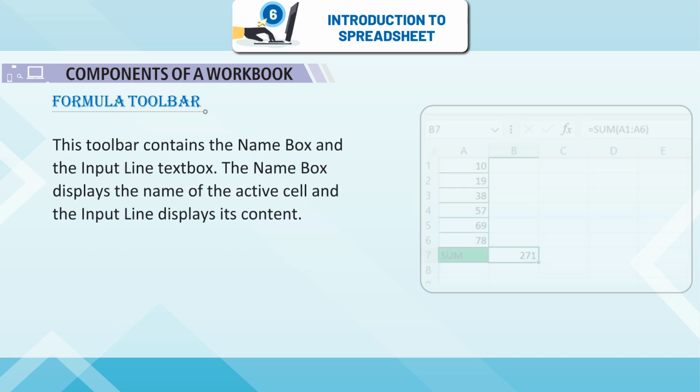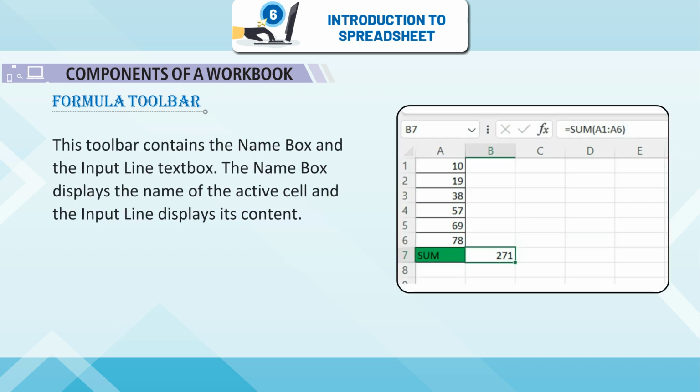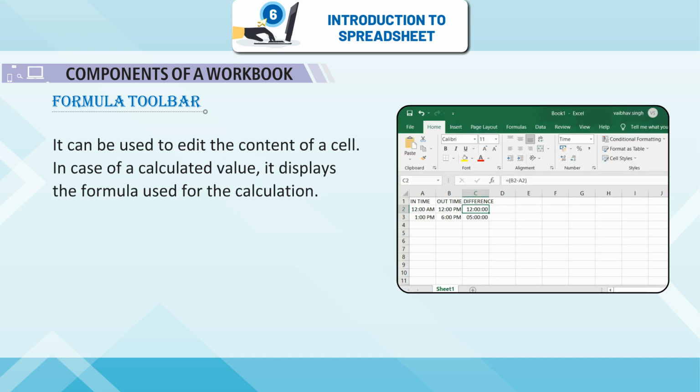Formula toolbar. This toolbar contains the name box and the input line text box. The name box displays the name of the active cell and the input line displays its content. It can be used to edit the content of a cell. In case of a calculated value, it displays the formula used for the calculation.